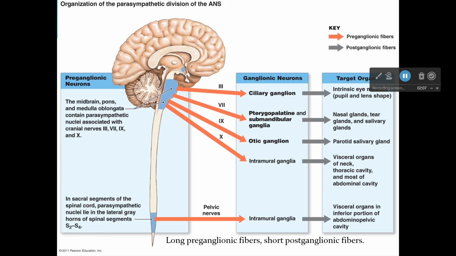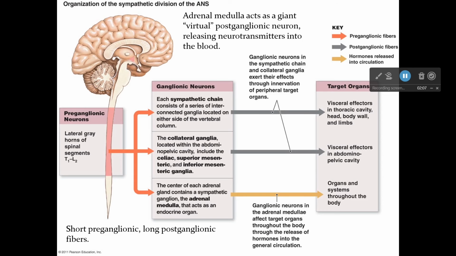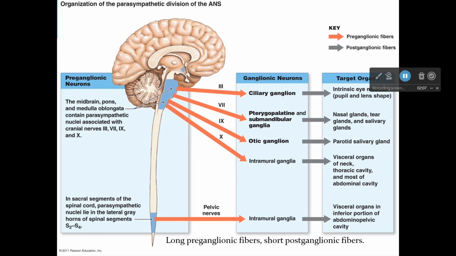The reason for that is the ganglia of the parasympathetic division are usually in the target organ. So in sympathetic, we go from spinal cord to ganglia, and then from ganglia a long way to effector, right? In parasympathetic, we go a long way to the ganglia, and then a short way to the effector. You see the difference?